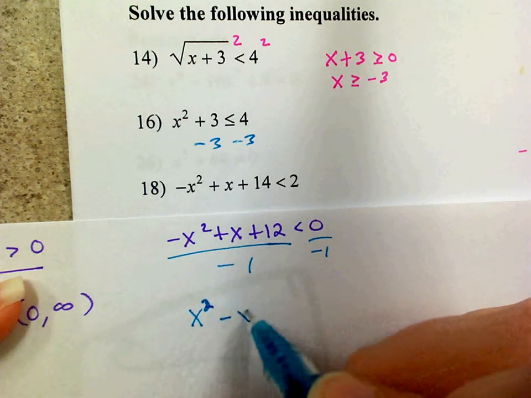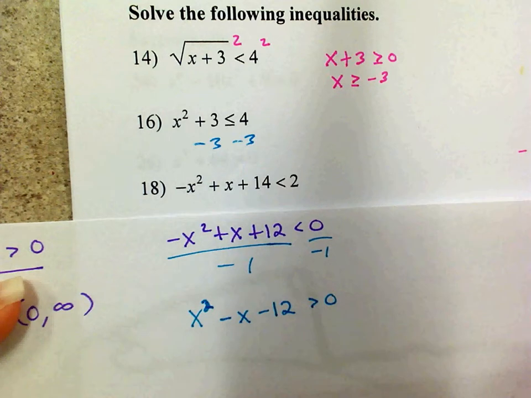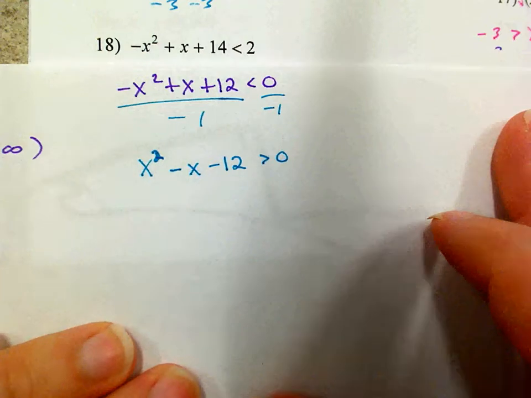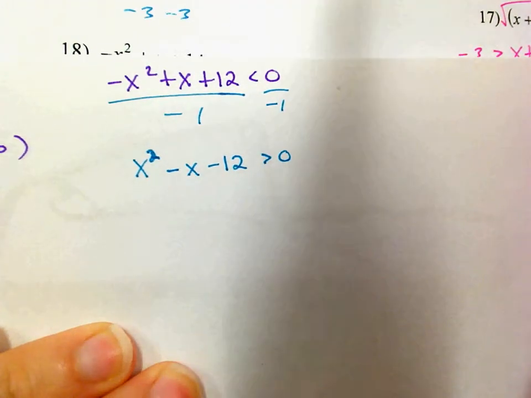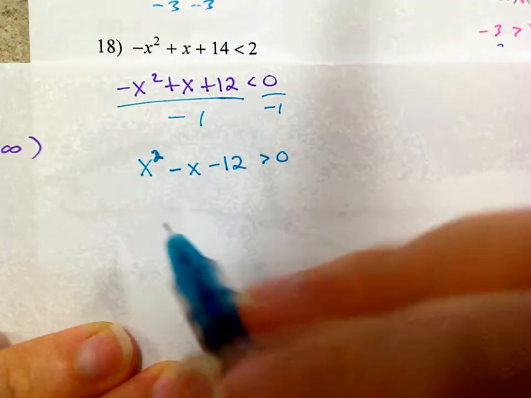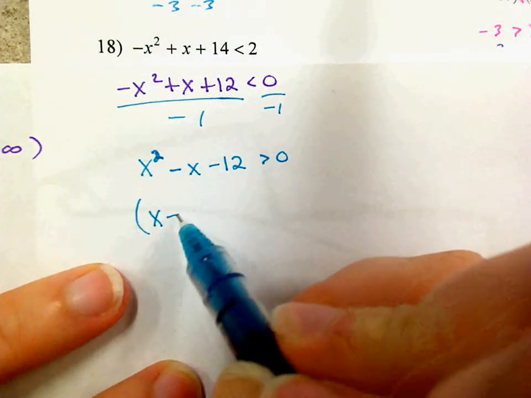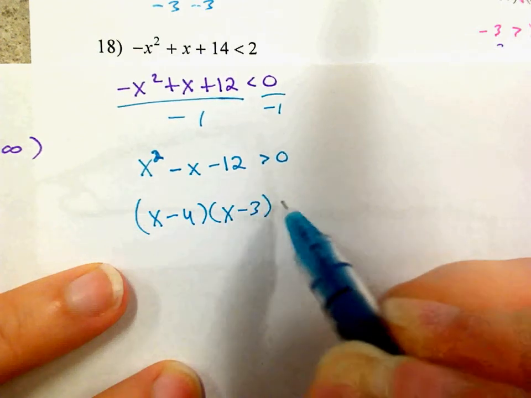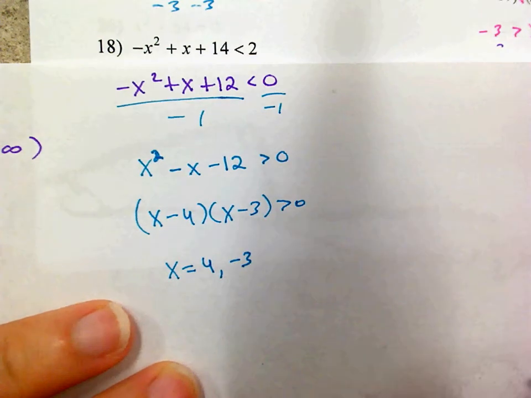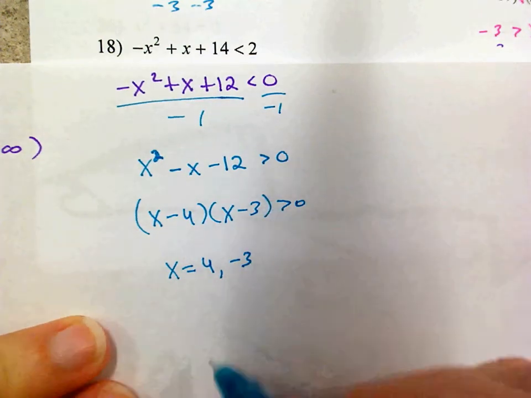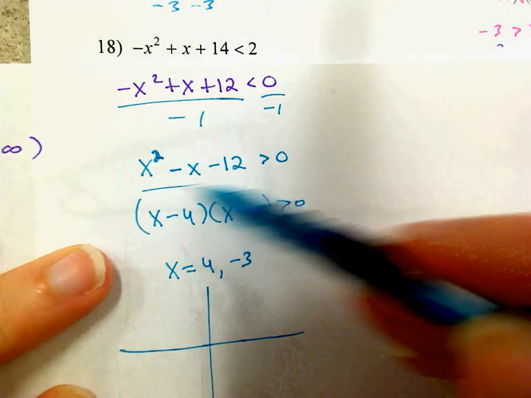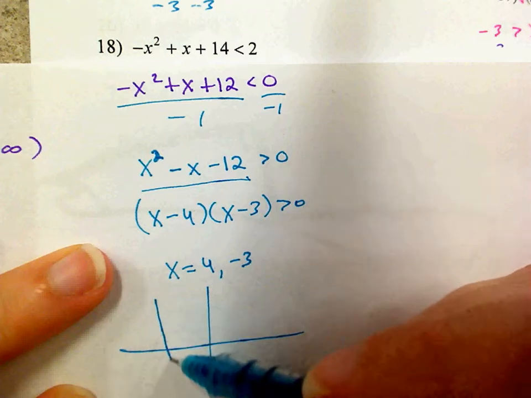Okay? So now, you can't get x by itself. You can solve though by factoring. So I'm going to factor this. Factors of negative 12 that add up to negative 1: negative 4, positive 3. Which means my answers are positive 4 and negative 3. Answers being when this equals 0, not when it's greater than 0. So here's what I know. I know that I have a quadratic, a positive quadratic, that crosses the x-axis at negative 3 and positive 4.